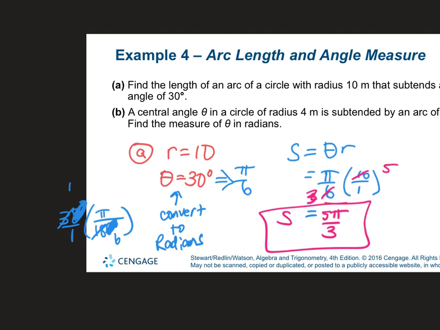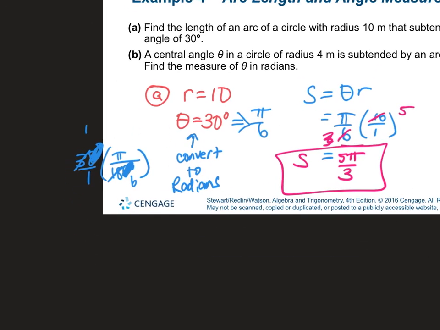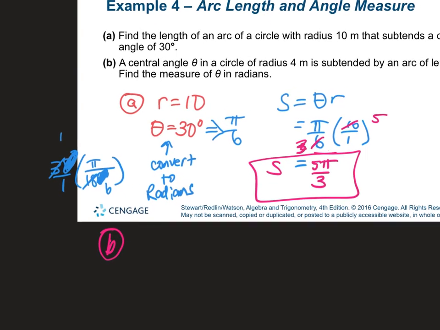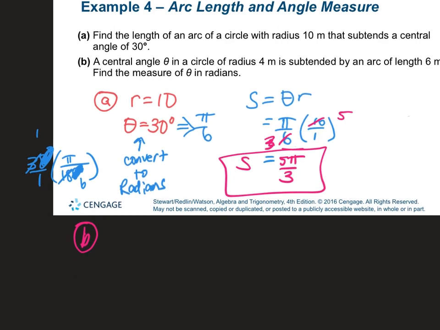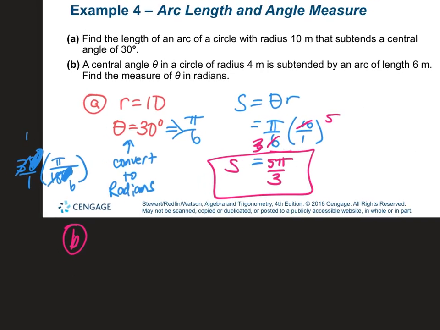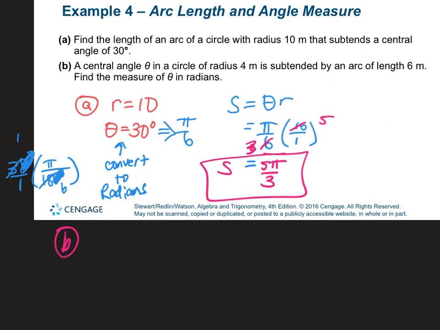All right, we're going to do example B and then we're done. I know I've been talking a long time. Happy Tuesday. All right, B. B's asking the same question, but in a different way. It's asking for something else. It says the central angle, theta, is in a circle with a radius of 4, subtended by an arc length of 6. Guys, subtended just means it's across from.